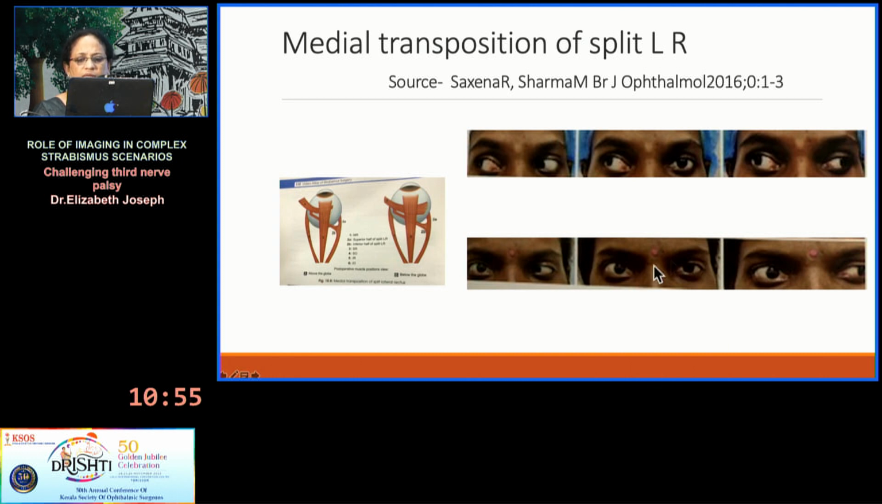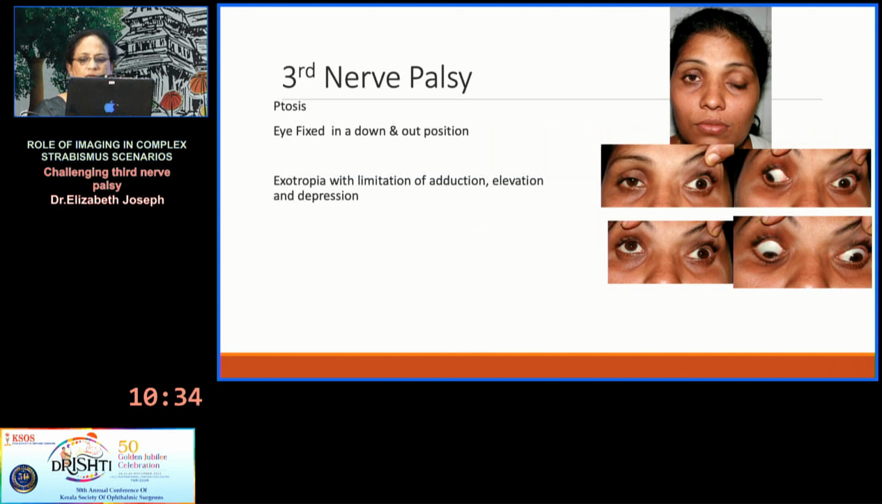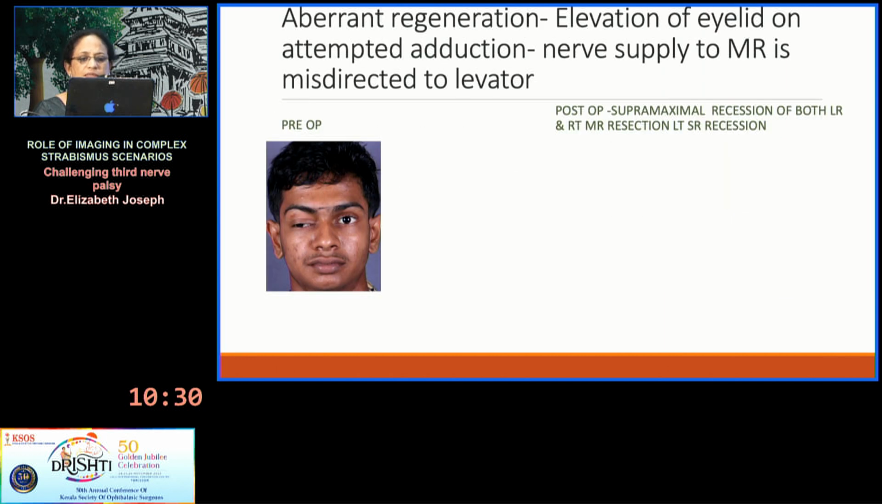That is their result. According to them, it gives a very good result. The eye will be immobile, but in primary position it will be straight, and the binocular field of no diplopia will be brought to the center. So this is an effective surgery, but is met with complications like choroidal hemorrhage, and the surgery is very difficult. In such a case, supramaximal recess resect is enough.